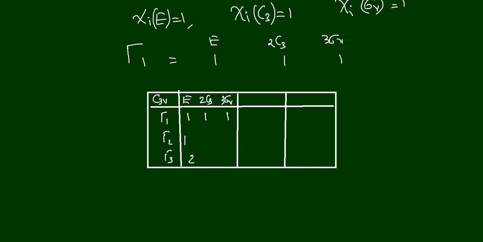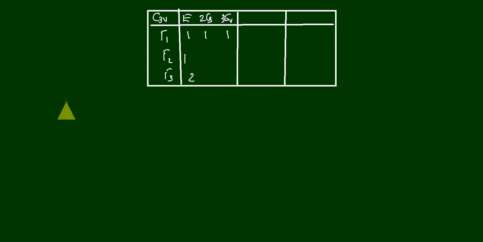Okay, so character 2 can be worked out by using the orthogonality between different sets.